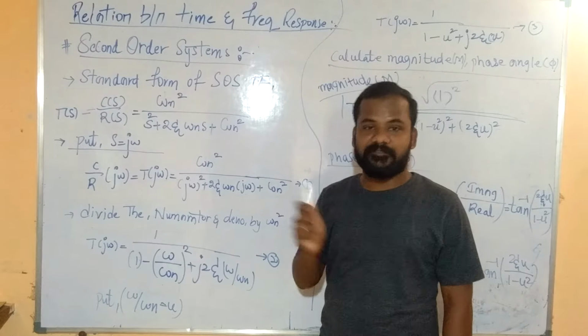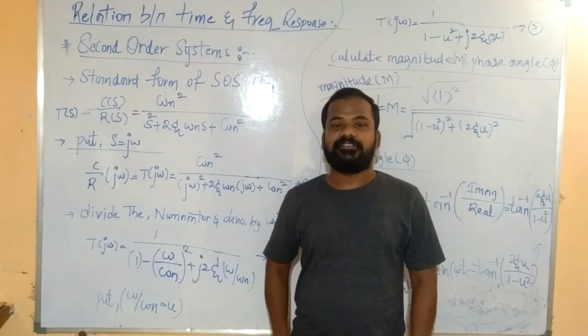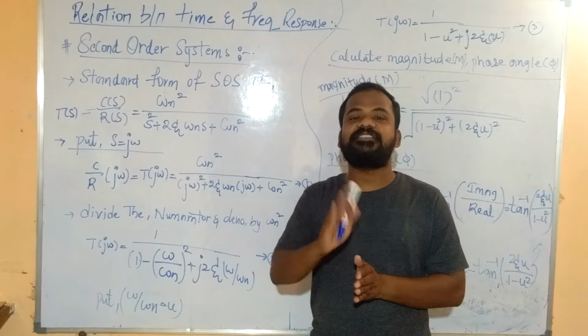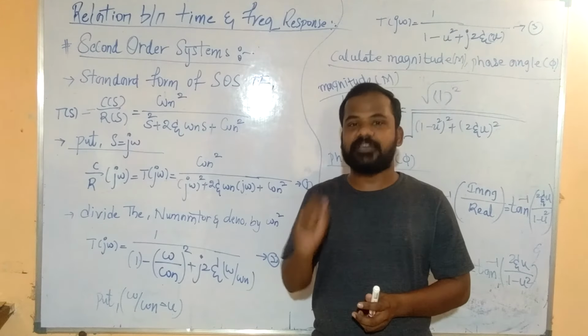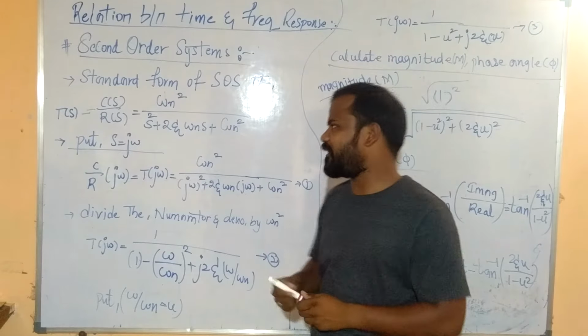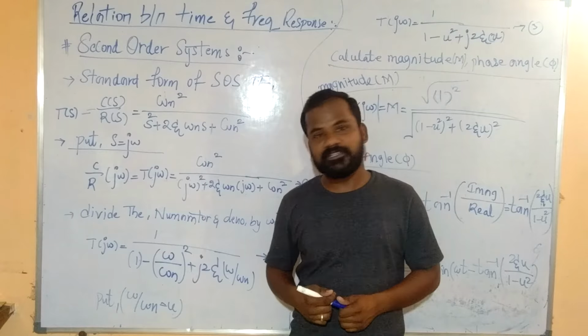Now how to get the frequency response from this time response equation? Simply, instead of s, substitute j omega. It means in place of s substitute j omega, then simplify the total equation, and you will get the frequency response analysis.